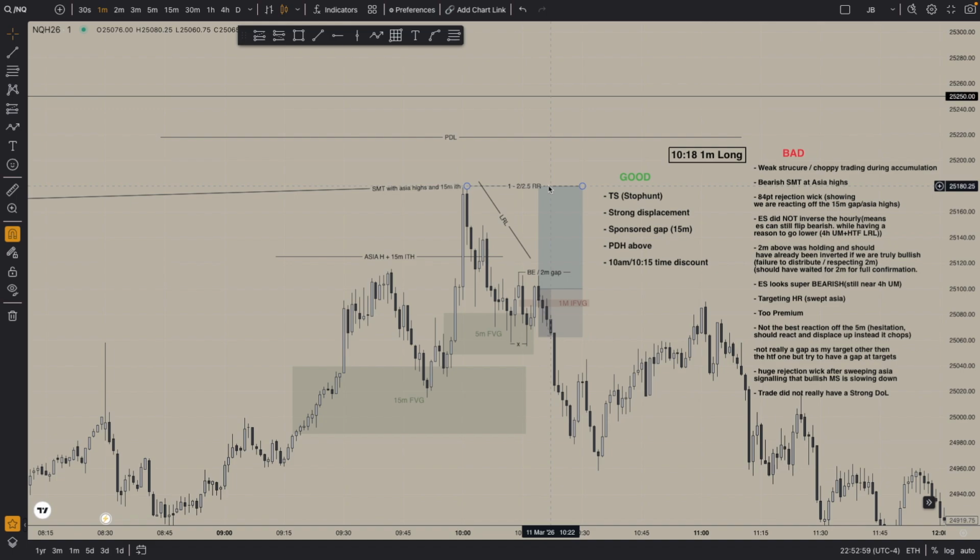And obviously we have the huge rejection wick signaling that bullish market structure is slowing down, so this 5 minute isn't going to be as strong as this 15 minute, because we're bouncing off this 15 minute and we're protecting it with the 5 minute gap, which obviously gets inversed later on. And yeah, so that's pretty much the recap of this trade. I rated it like a C or B. I didn't really like it, but at least I learned from the loss. And let's go to the next trade.